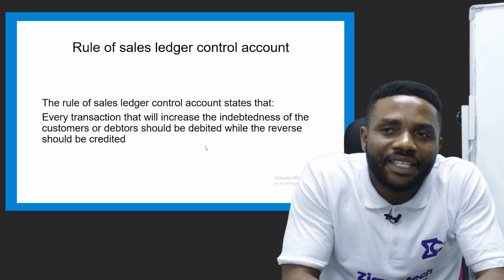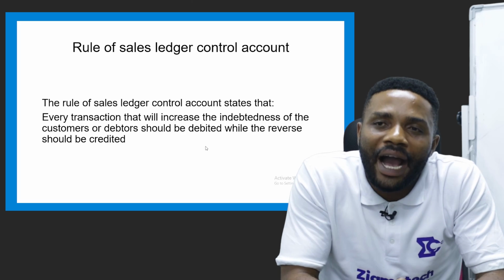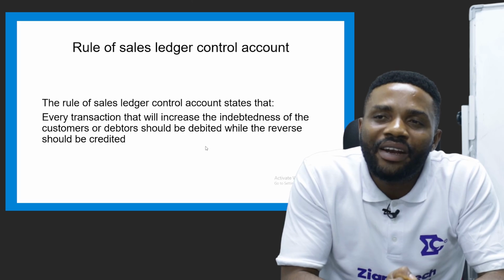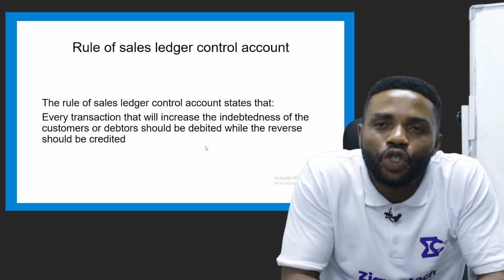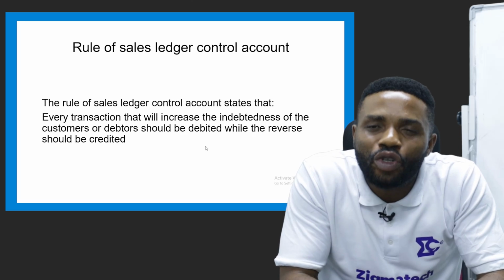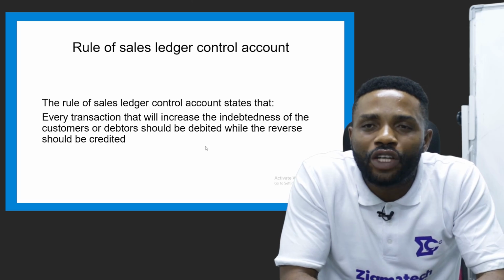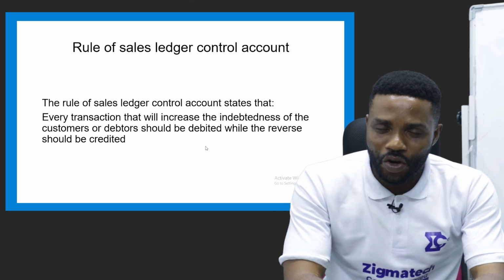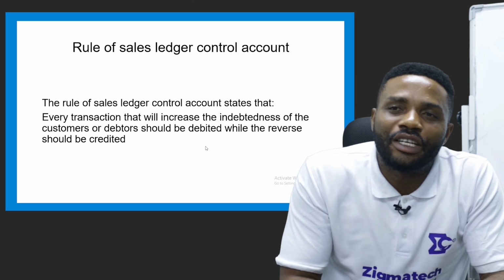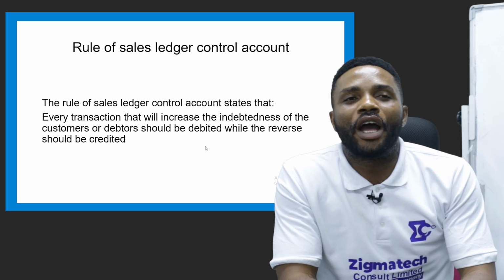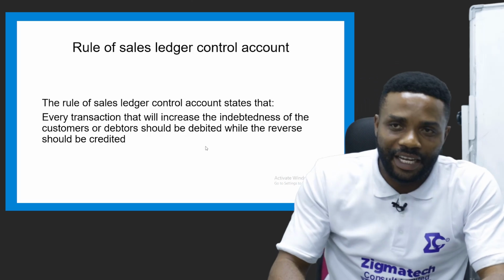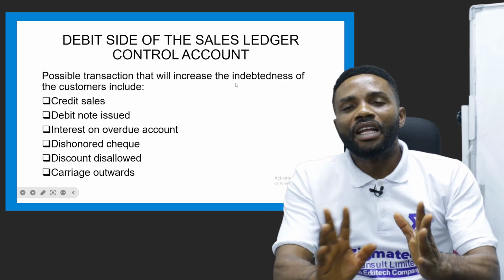So what this rule is saying is that when you open your account, every transaction that will increase whatever this person is owing should be debited. And every transaction that will reduce what this person is owing should be what? Credited. The next question is, how do I know items that will increase what is owing, and how do I know items that will reduce what is owing? That is why you have this lesson. Let's move on.